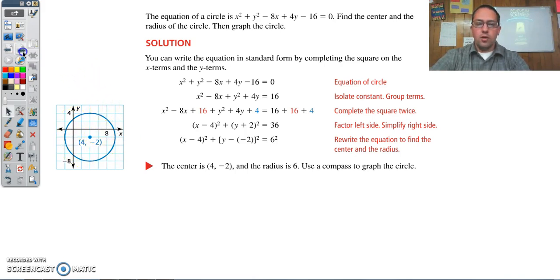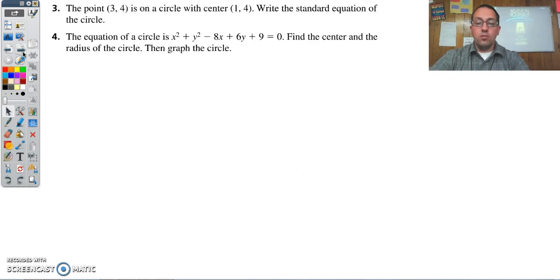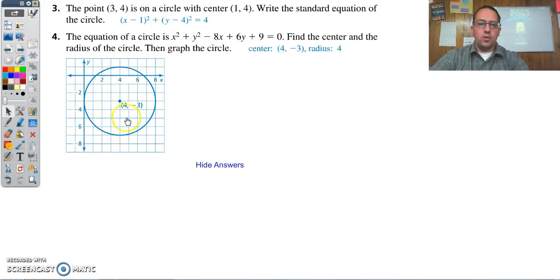All right. So what I want you to do, pause the video, work out these two here, then come back and check your work. All right, let's see how you did. Number 3, you should have had the standard equation there. And number 4, here's the graph, here's what you should come up with. If that's what you came up with, great. Skip ahead. If not, here's how you work it out.